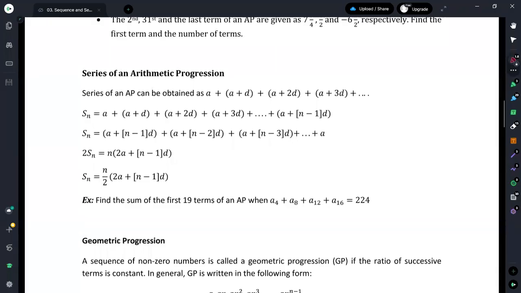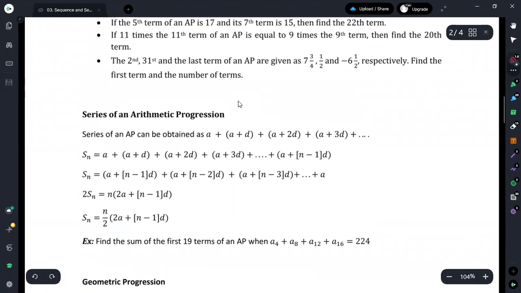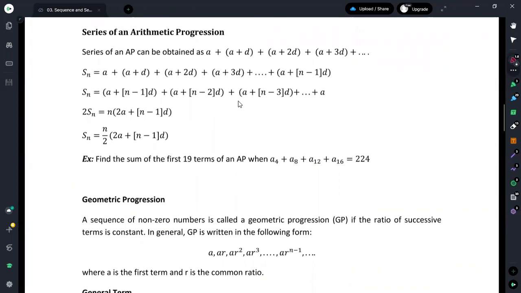In this session, we will start the discussion of the series of an arithmetic progression. When we were discussing sequences and series, we discussed that the series is the summation, or the partial sum, of a sequence or the terms of a sequence. Therefore, using that concept, we can obtain the series for an arithmetic progression as well.